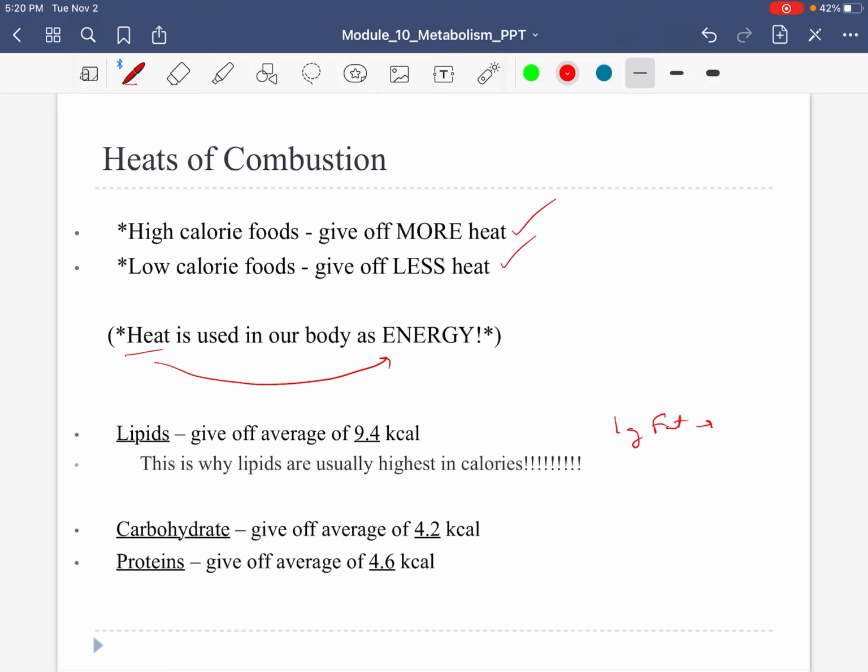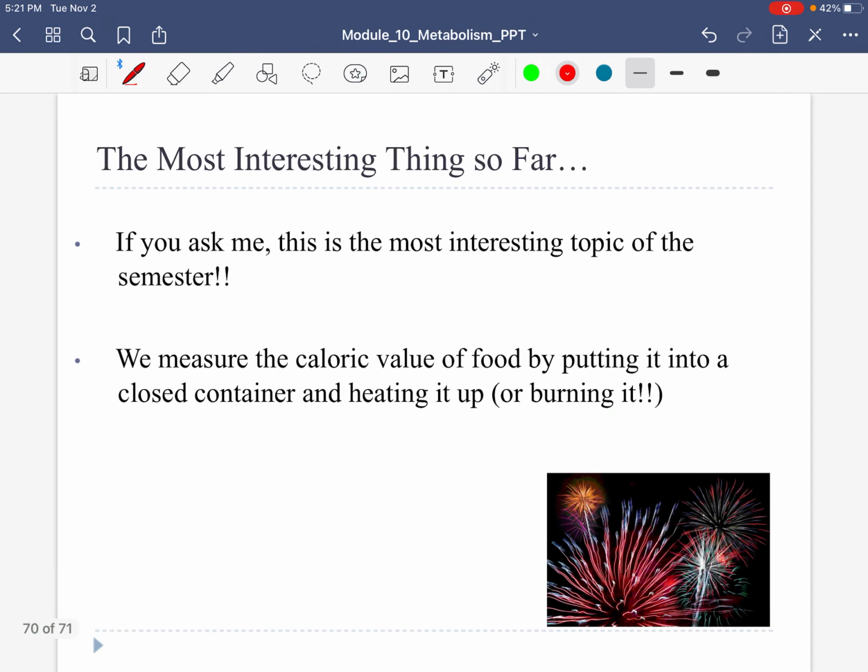One gram of fat, once it's metabolized in our body, or if it's burned in a bomb calorimeter, gives off around 9 kilocalories of energy. Carbohydrates, 1 gram of carbs, gives off about 4 kilocalories. You should know those numbers. Protein is similar to 4 also. You don't need to know that one.